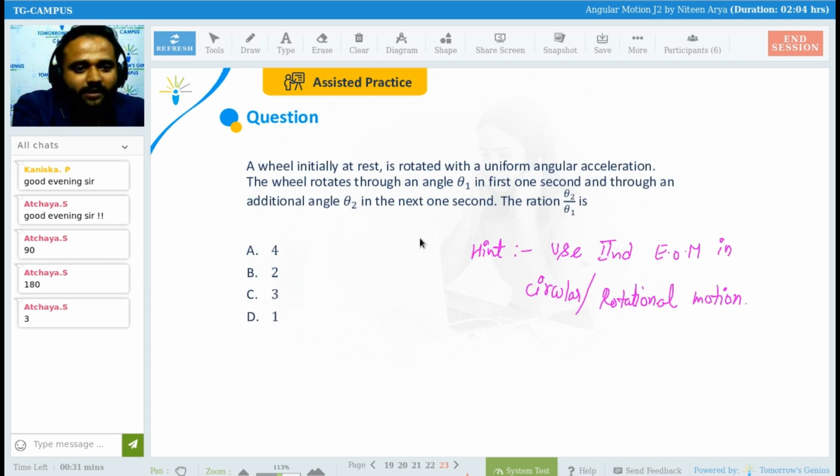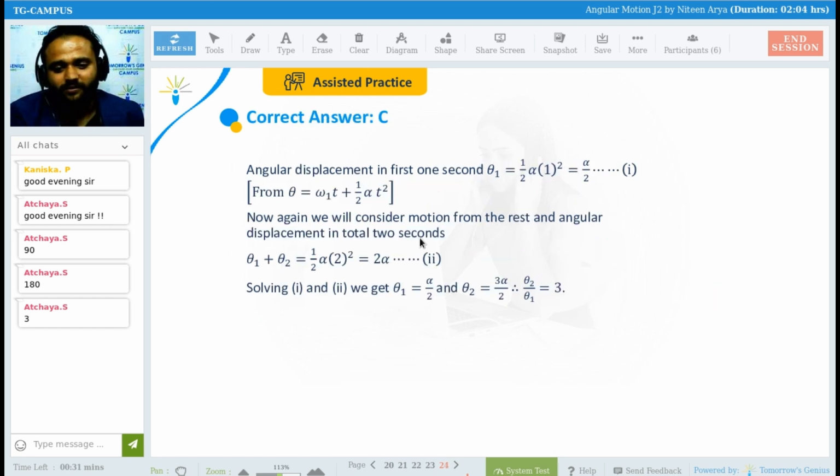So the answer is 3. Okay, what is it? See, she's laughing now after understanding what I am saying. Cool. So that is C. C is correct. The answer is 3. I mean, the ratio is 3.